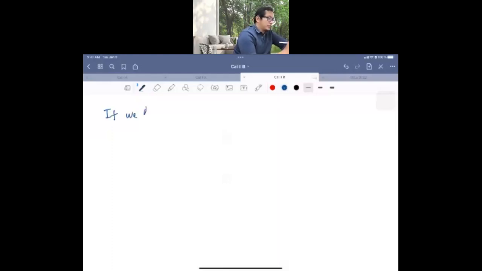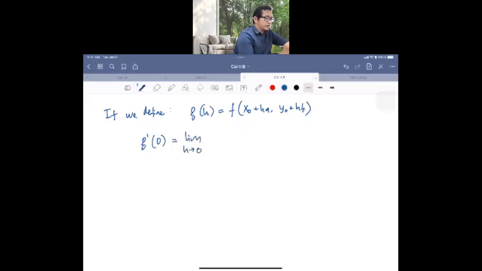If we define a function g, from a function f that has this definition, and by the definition of derivative at 0, we have the limit as h going to 0 of g(h) minus g(0), right?